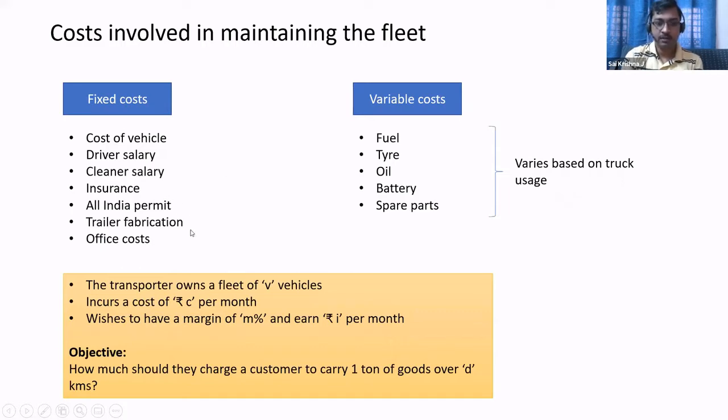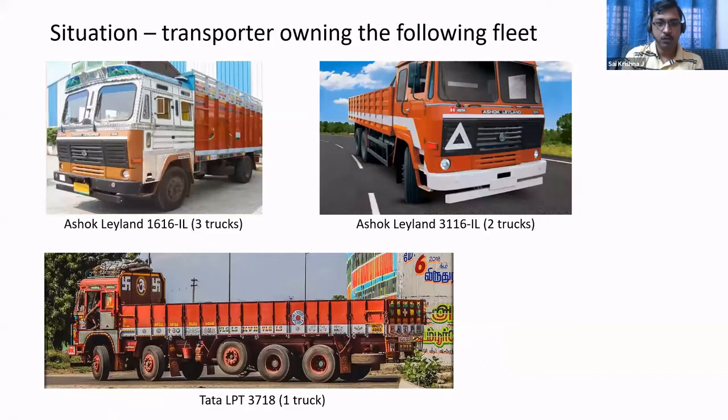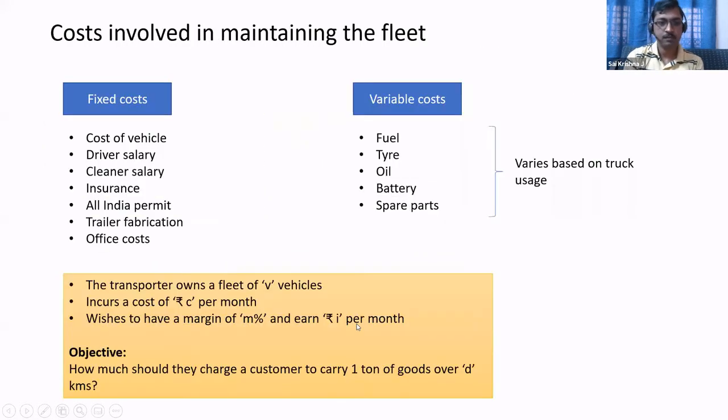And then there's the trailer fabrication. If you see this picture, when you buy the truck, what you actually buy is the cabin and the chassis. Whatever comes behind it, this part here, is what we call the trailer. This is made out of sheet metal and is separately fabricated by body building companies. So this fabrication cost comes as extra. And then there will be some office or administration costs as well, to run the office, to pay the staff and stuff like that. So these will be the fixed costs.